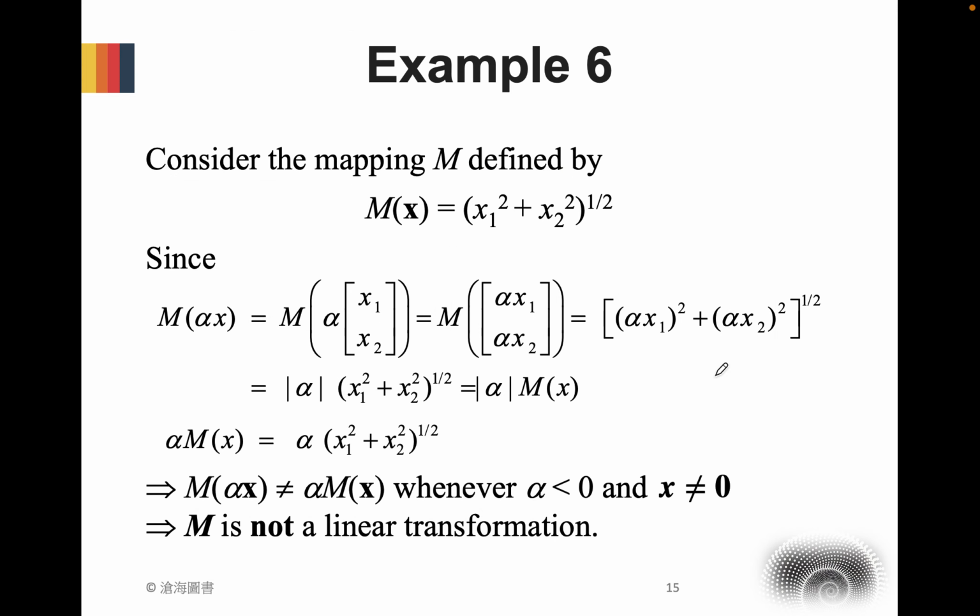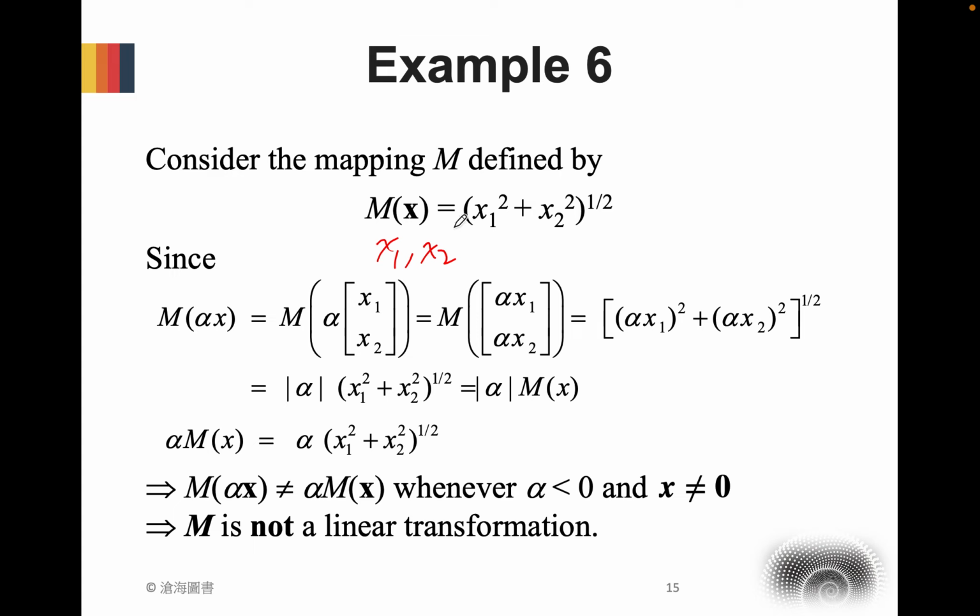Okay, so let's see some other example. So all the mappings we see right now are linear transformations. So you may think that, okay, so every mapping is a linear transformation. No, not exactly. So consider this mapping. Assume we have a mapping M defined like this. If we input x1, x2, the output becomes x1 squared plus x2 squared and take the square root.